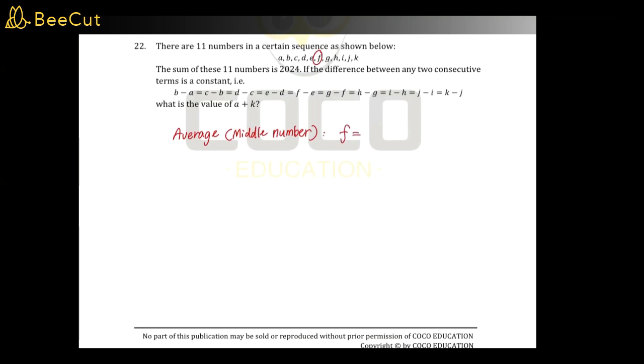So F equals 2024 divided by 11. This is 184. That's for the number F. They are looking for the sum of the first number and the last number. Now we know that the first number plus the last number, if this is divided by 2, that gives us the average. Average is F. So A plus K equals 2 times F. 2 times the middle number, so it's 2 times 184 equals 368.